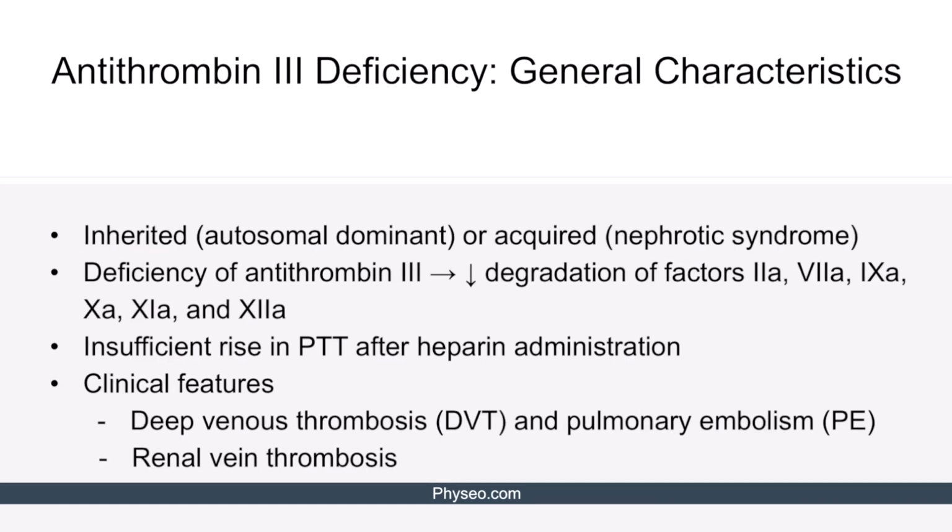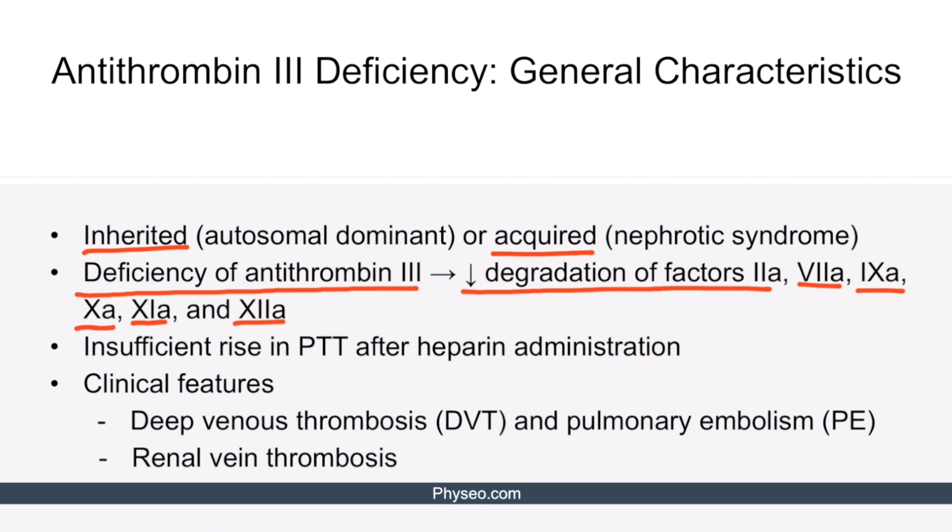Let's move on to antithrombin III deficiency. Antithrombin III deficiency can be inherited or acquired. Inherited disease is autosomal dominant. Acquired antithrombin III deficiency is commonly caused by nephrotic syndrome due to loss of antithrombin III in the urine. Antithrombin III normally degrades factors 2A, 7A, 9A, 10A, 11A, and 12A. Deficiency of this enzyme will result in decreased degradation of these factors and a hypercoagulable state.